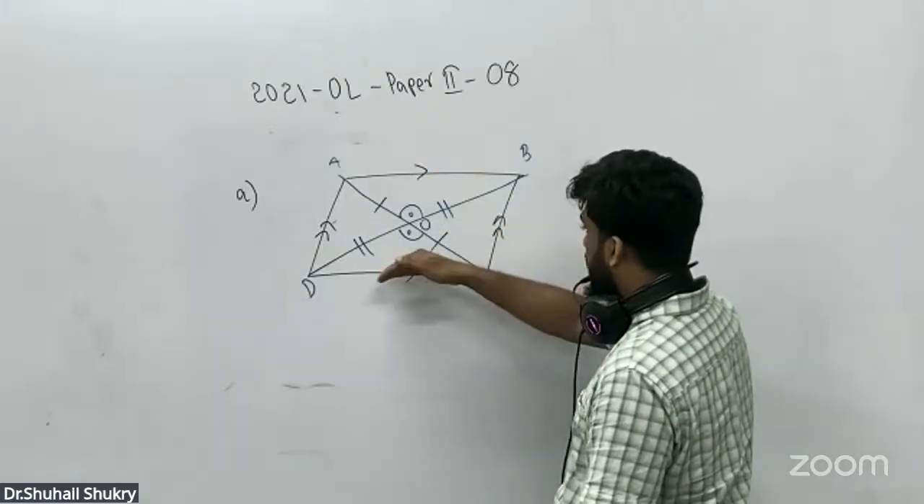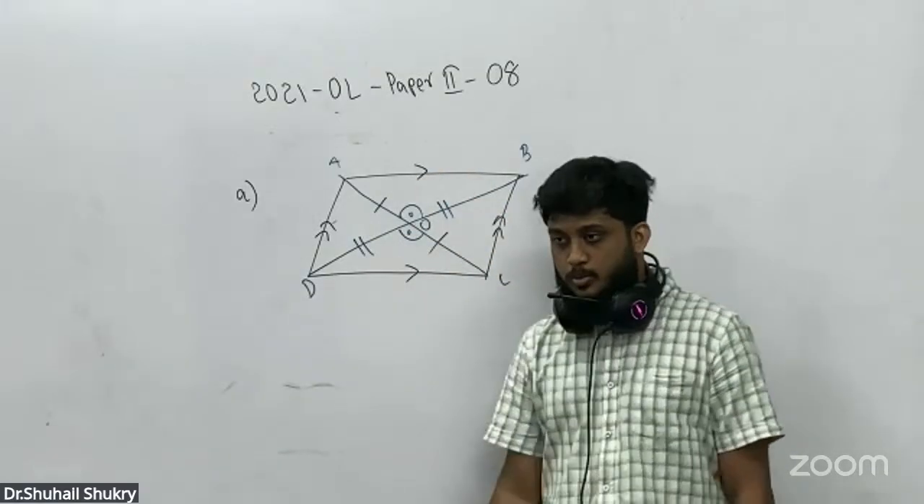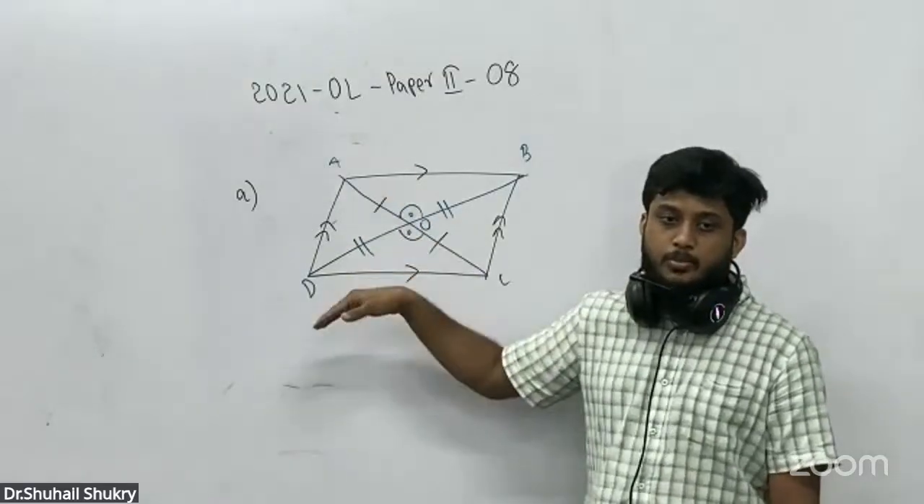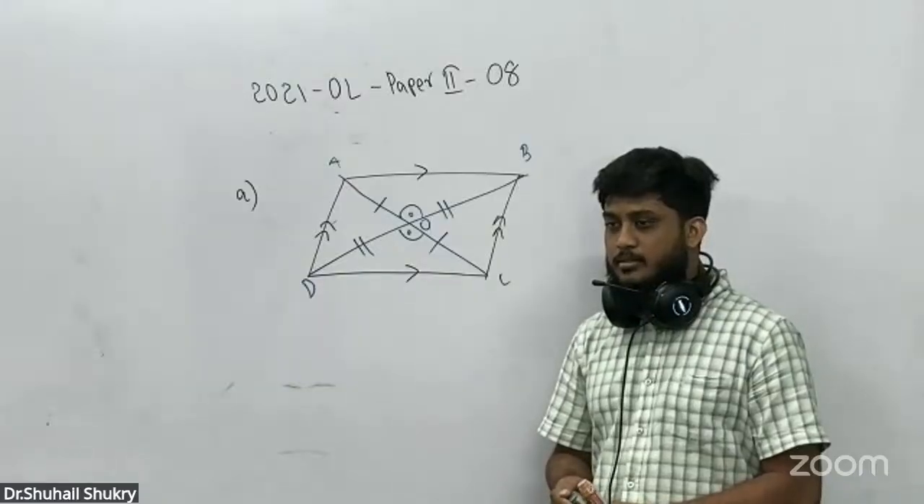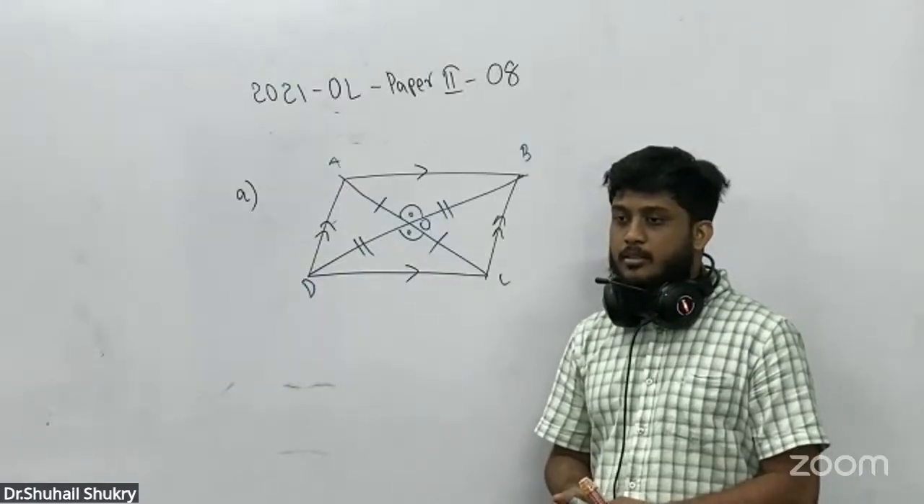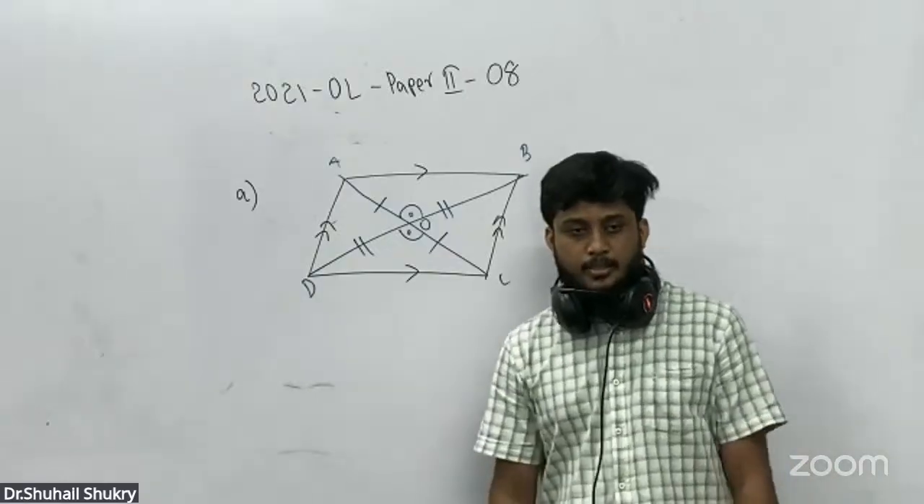Because under SAS case, if these both are congruent, what can you tell? This side and this side should be equal. This side and this side would be equal. Reason? Tell now reason. Corresponding elements of congruent triangles.